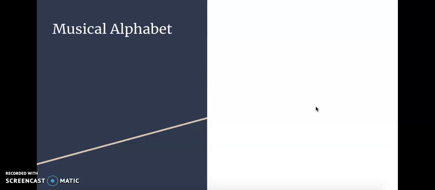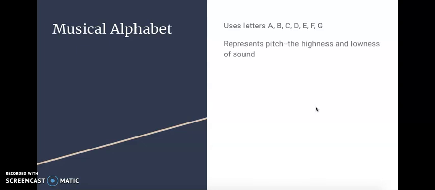So, music uses an alphabet all its own. It has A, B, C, D, E, F, and G, but it doesn't keep going after that, only those letters. Each letter represents a pitch, a frequency, how high or how low the sound is.